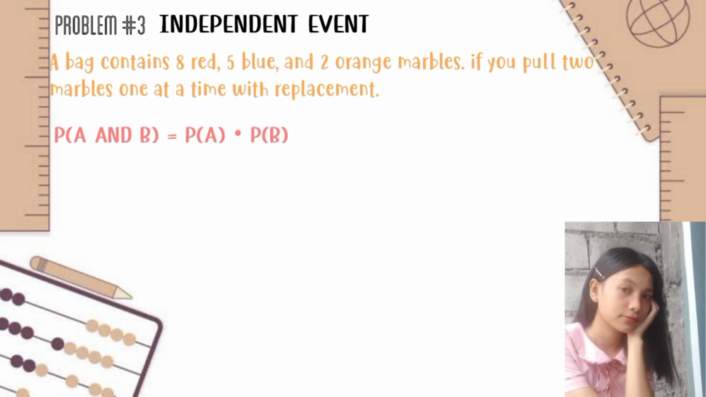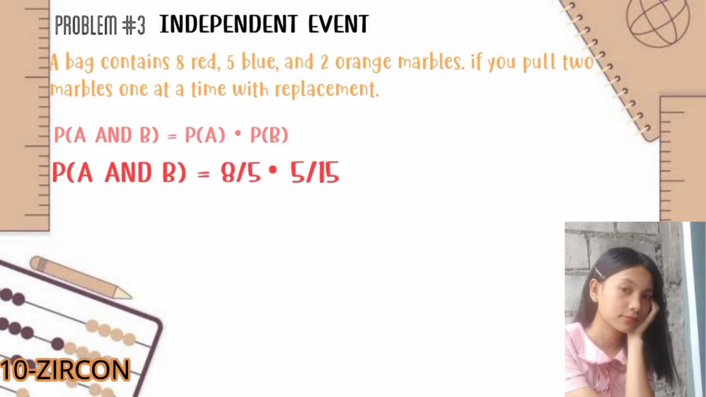Probability A, 8 over 15. 8 dahil meron tayong 8 red marbles. 15 dahil 8 plus 5 plus 2 is equal 15. Times probability B, 5 over 15. 5 dahil meron tayong 5 blue marbles. 15 dahil 8 plus 5 plus 2 is equal 15.